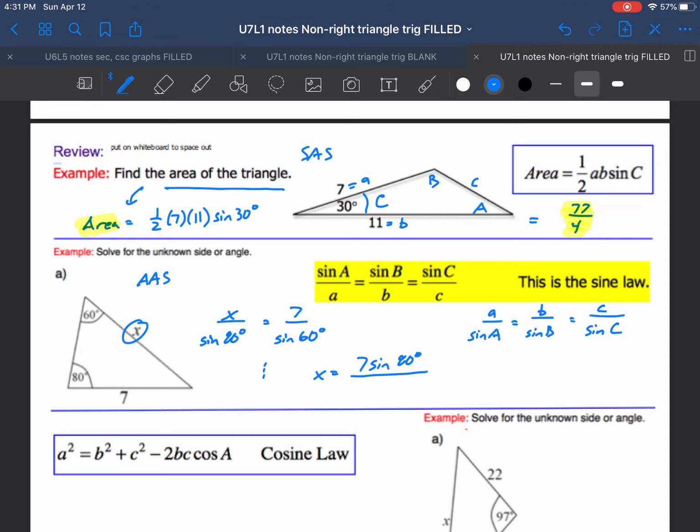That's not an angle that we expect you to know the sine of, and that's going to be divided by sine 60. Okay, so you guys can work that out. But this is what x would equal, using the sine law.